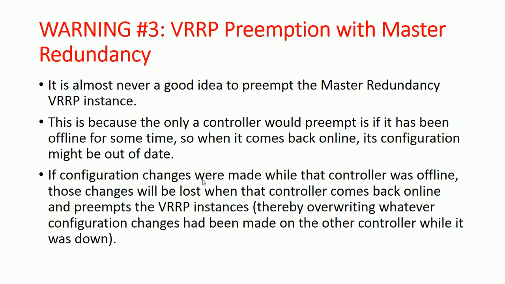So we don't ever want preemption on our master controller VRRP instance, and I have a big warning about that one as well. So basically what I just covered, it's almost never a good idea to preempt on the master VRRP, because if it goes offline, we don't know what configuration changes may have happened, and when it comes back, those changes will be lost. Okay?